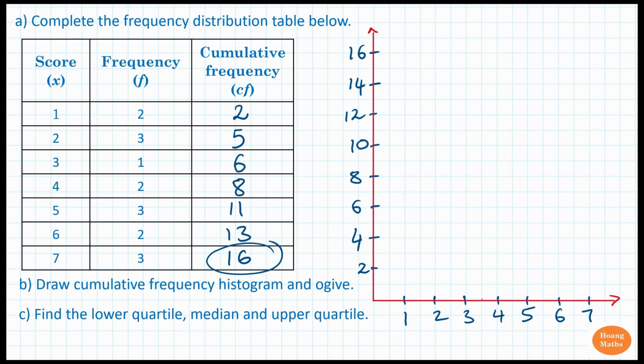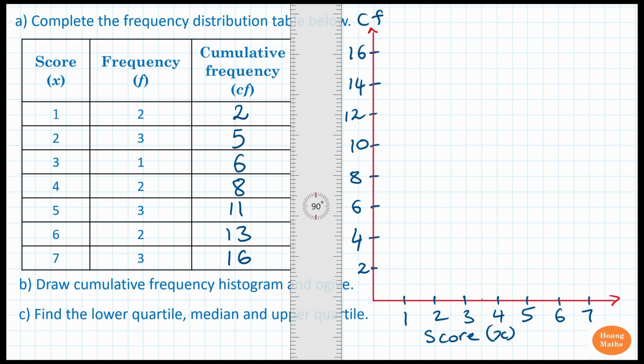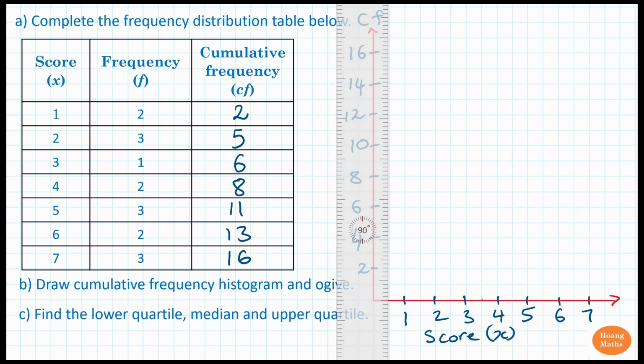So now I just draw the axes. And please do not forget to label those axes as well. So score, and this is X, and then this is cumulative frequency. Now for the cumulative frequency for 1, which is 2, so I just draw all the way to 2. Now I can draw this way and it's faster, okay? So I just draw the vertical lines first, a bit faster.